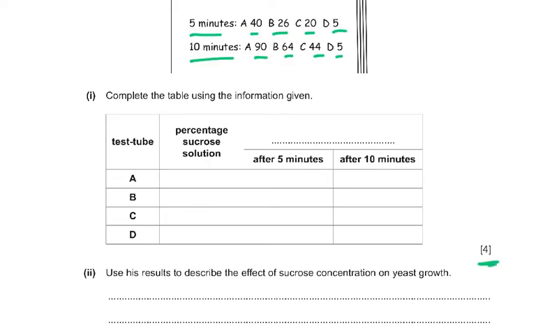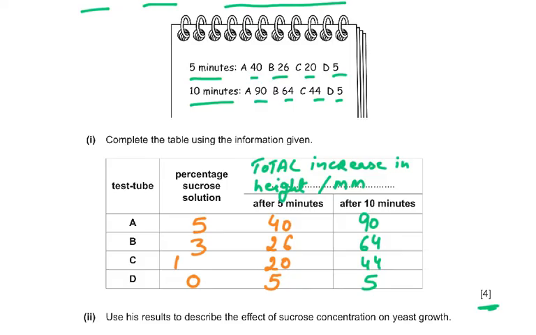Now this is again for 4 marks. Let's do this. So this is the table. The table marks for 4, but what are the 4 marks for? Number 1, you have to do this heading, total increase in height slash millimeter. And then you just have to put these down, 5, 3, 1, 0, 40, 26, 20 and 5, and 90, 64, 44 and 5. So you just have to write them.